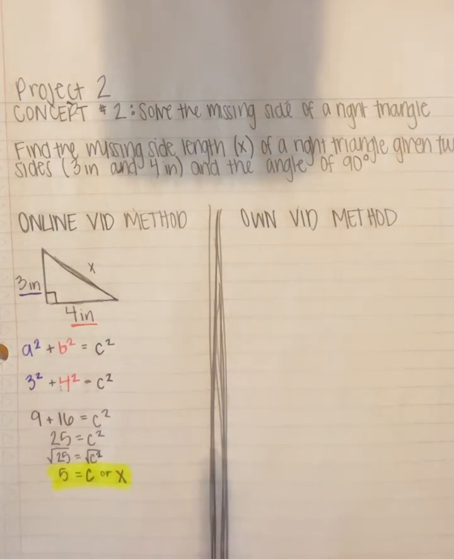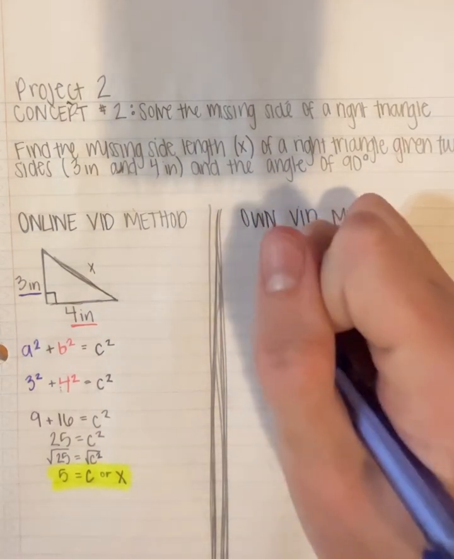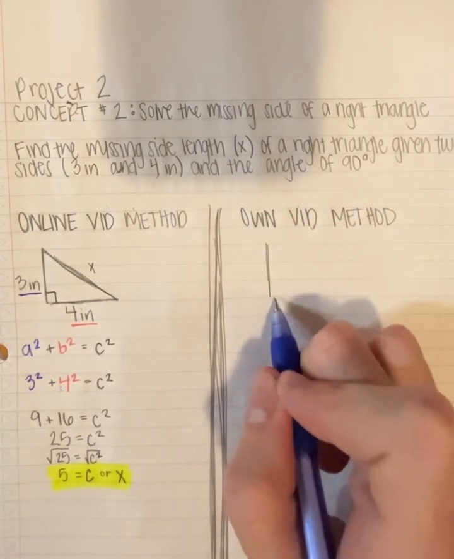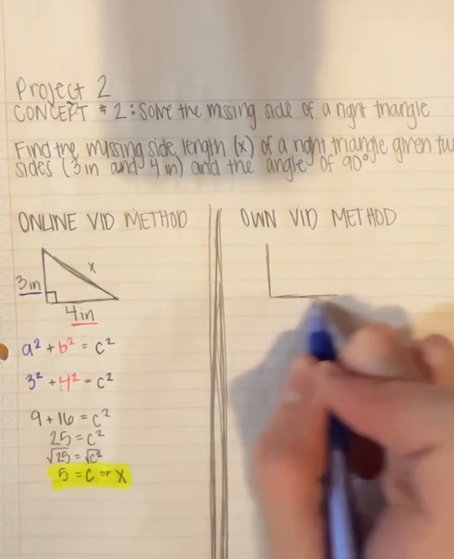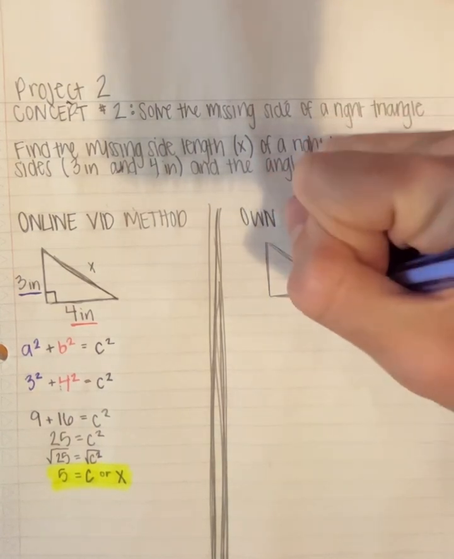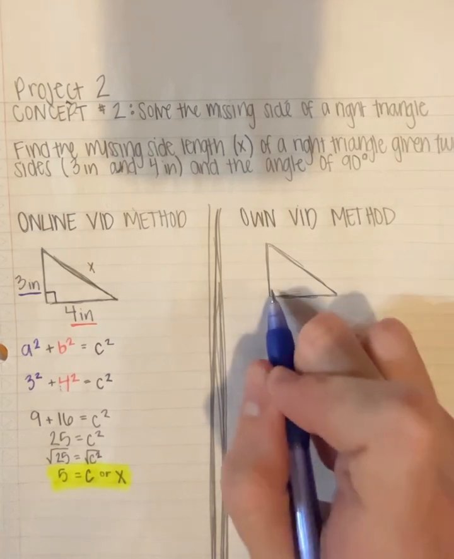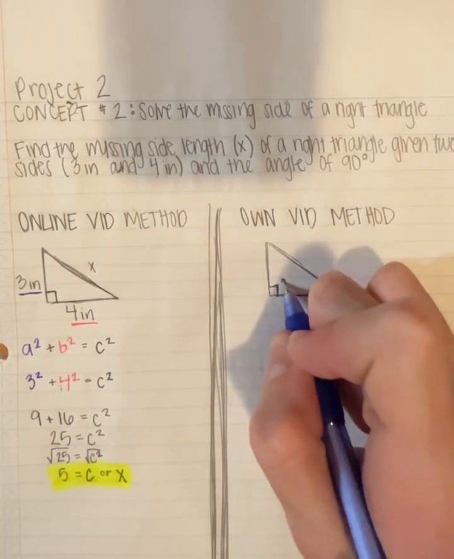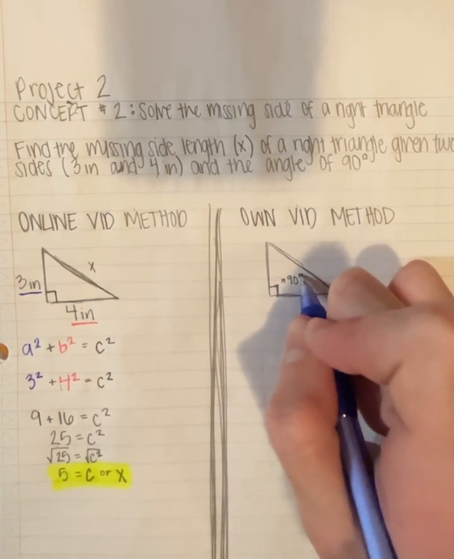So for this method, I'm going to start by drawing out my triangle, just so we have a visual of what we are dealing with. We know that it's a right triangle, so I have to have an angle of 90 degrees, which will go right here. And that mark will just show us that that is a 90-degree angle.